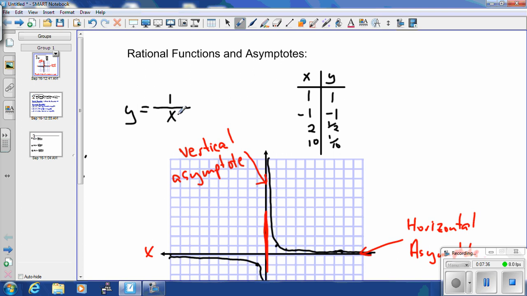This is a power 1. This was a power 0. We didn't have any x's up there. So we had the case where the lead coefficient on top is a lesser power than the bottom. That gives us the x-axis here as our horizontal asymptote.